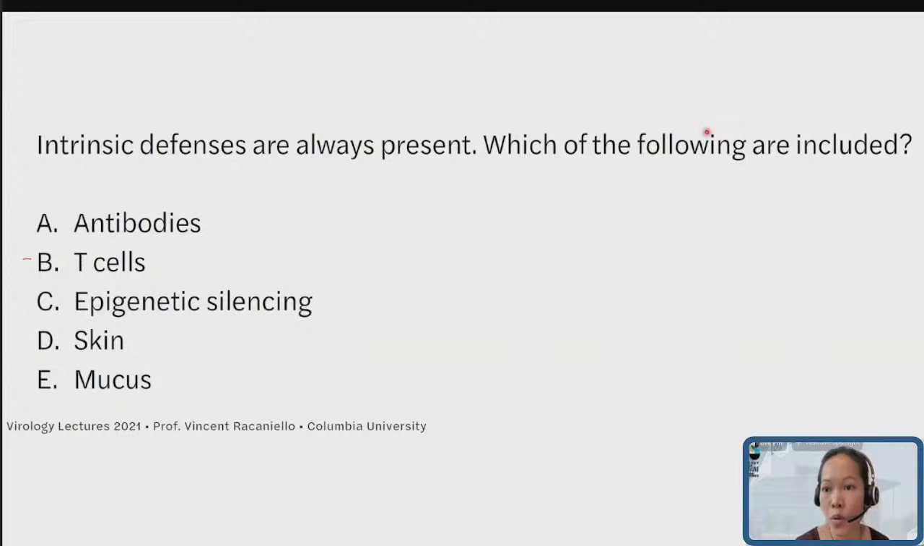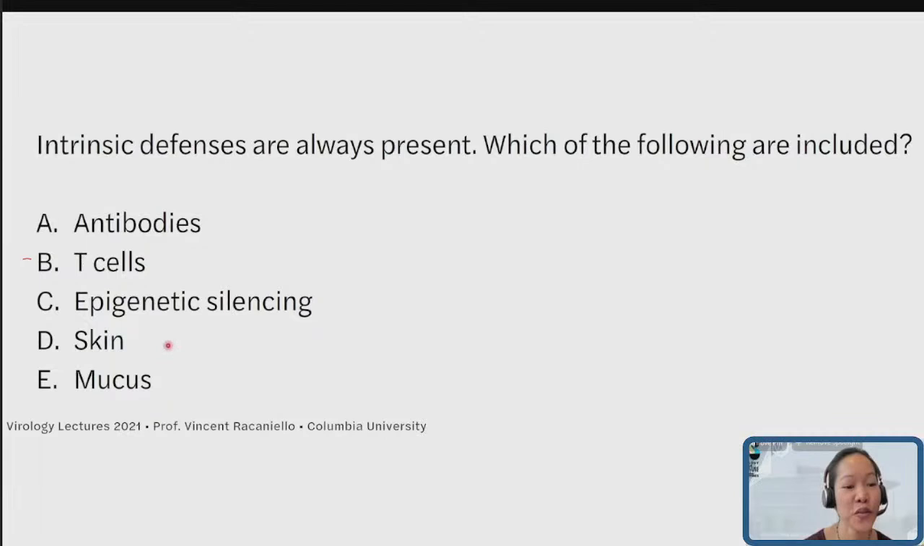Which of the following are included? So there are antibodies, T cells, epigenetic silencing, skin, and mucus. So which one is the answer? I hope by now you thought, let us see.